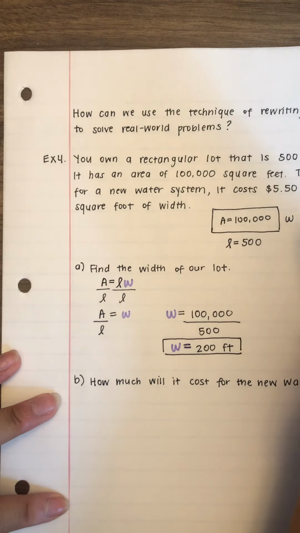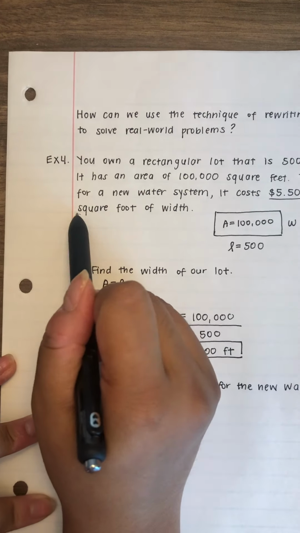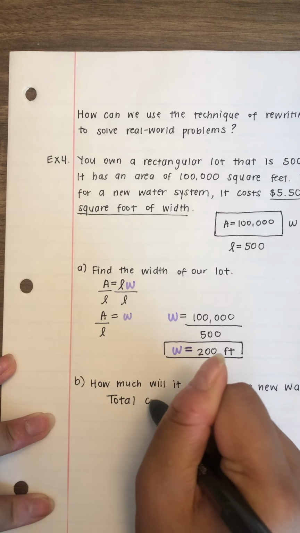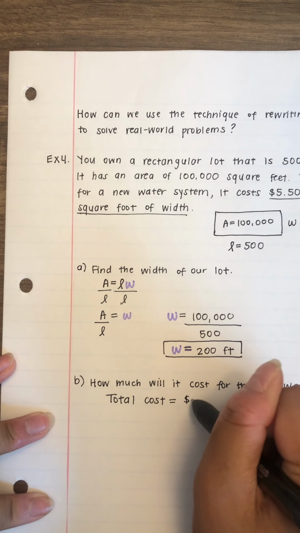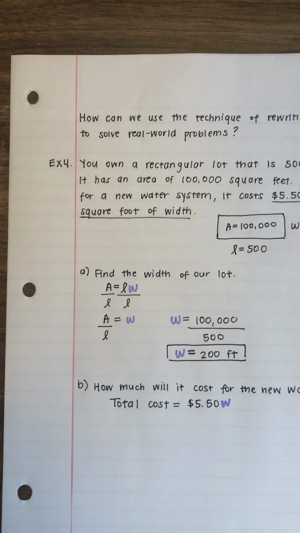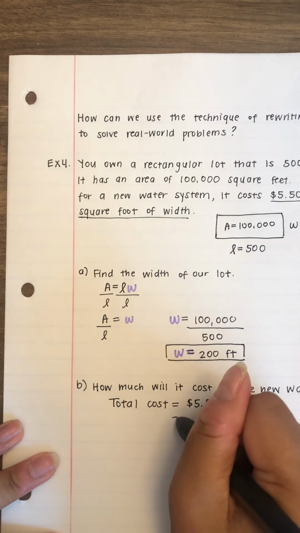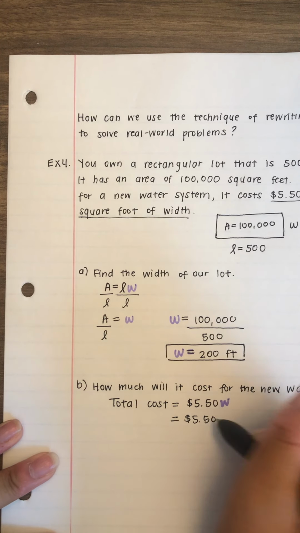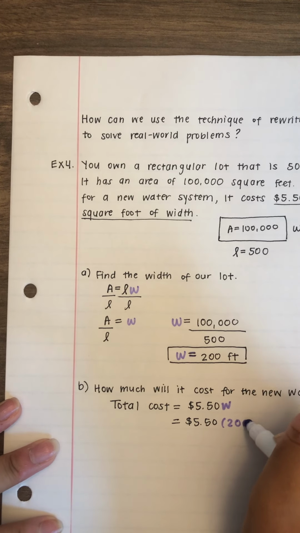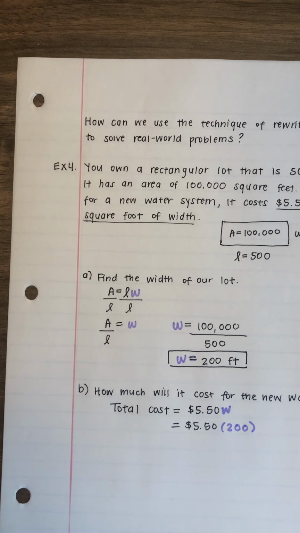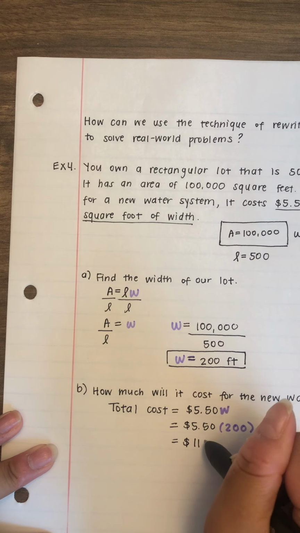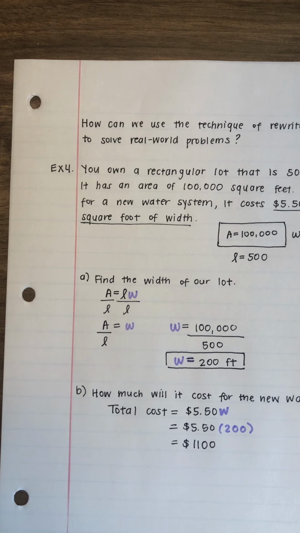We know that the total cost is going to be $5.50 per square foot of width. So in other words, the total cost equals $5.50 for every foot of width. And we know that we have 200 feet of width. So where we have W, I'm going to put 200. And again, using my calculator, I'm going to find that my total cost for the water system is going to be $1,100.